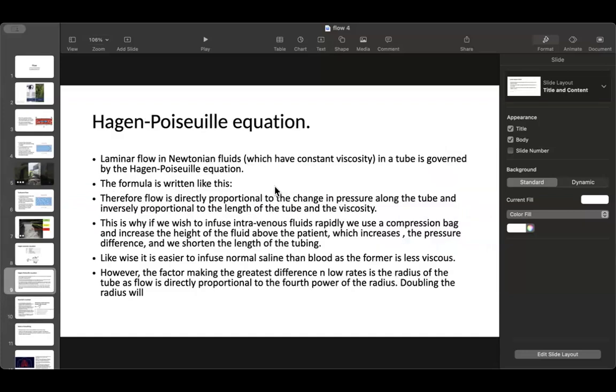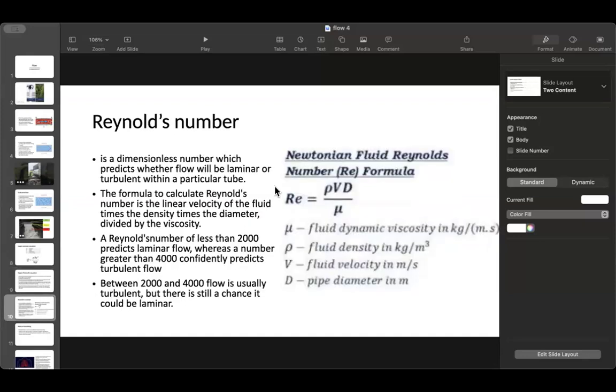The Hagen-Poiseuille equation is much more about laminar flow. When we move to turbulent flow, we're talking about the Reynolds number. The Reynolds number is a dimensionless number which predicts whether the flow is going to be laminar or turbulent. So we end up with a number. Any number above 4,000 is probably turbulent flow. Any number below 2,000 is laminar flow. And between 2,000 and 4,000, it's a mixture of both.